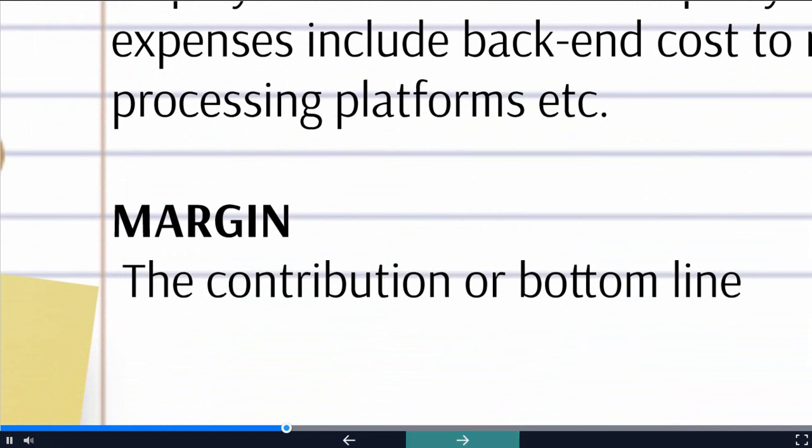The final component of pricing is what we're all in business for, the margin. Everything priced above interchange, assessments, and cost would be the contribution or bottom line. In other words, your residual stream.